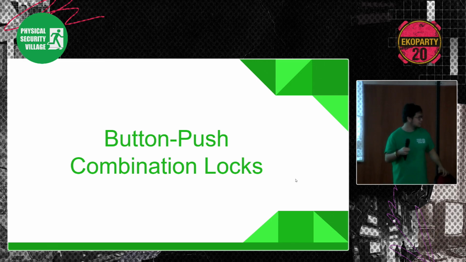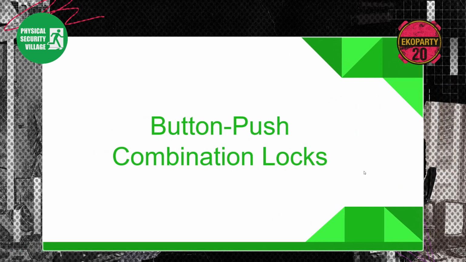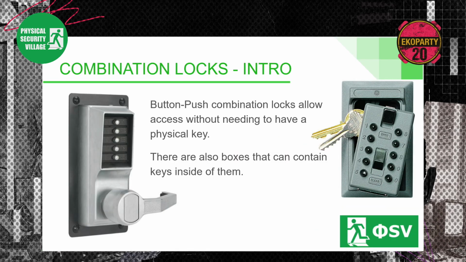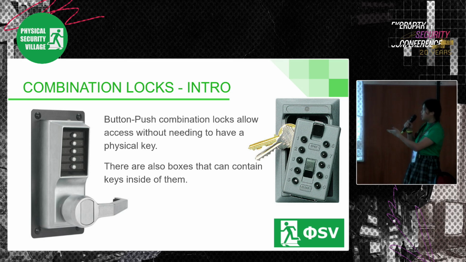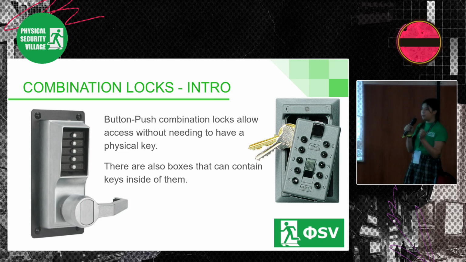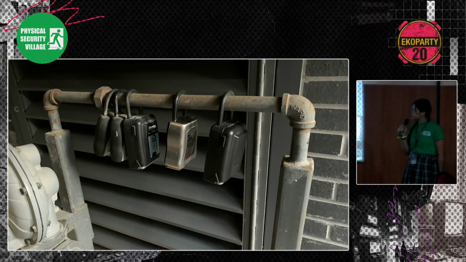Okay, that's me. So next up, I'm going to be talking about these button push combination locks. There's a few different styles that you see, but basically it allows you access into a space without needing to have a whole bunch of copies of the physical key. For the example on the left, this one just uses a combination that allows you access into the space. On the right, there are lock boxes that you can put a singular set of keys into and then give someone the combination so that they can use the keys and then put them back when they're done.